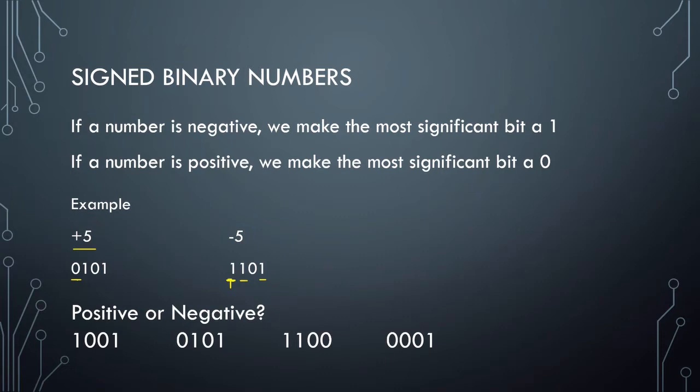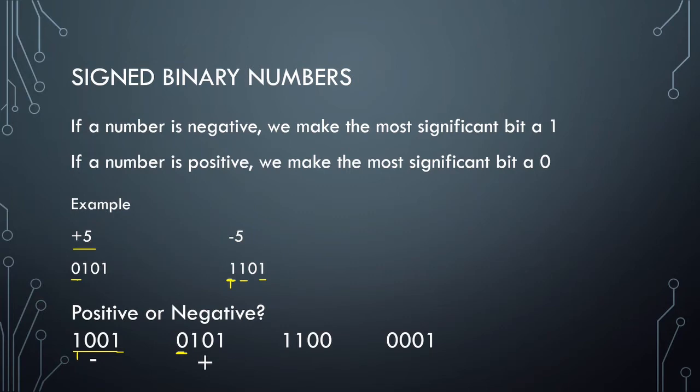So keeping that in mind, let's look at a couple examples down below. And we'll walk through and see if they're positive or negative. This should be pretty simple. So this first number here, 1001, this is going to be a negative number, right? The most significant bit is a 1. So this is actually the number negative 1. Okay, our next number here starts with a 0, so that's going to make it positive. So this number is going to be a positive 5, right? It matches our example above.